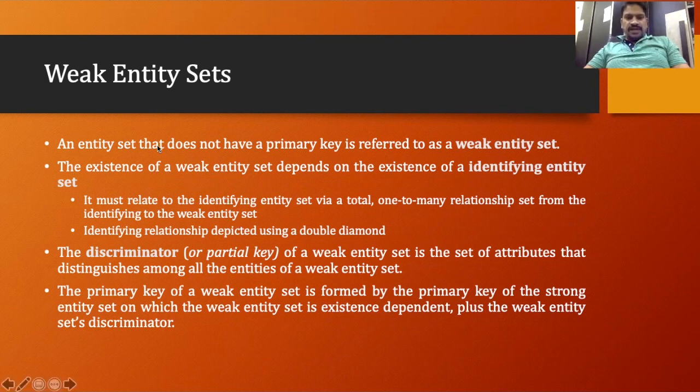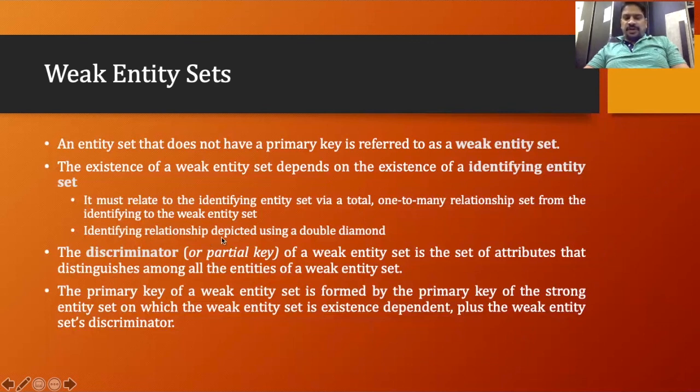So the entity set that doesn't have any primary key is referred to as a weak entity set. The existence of a weak entity set depends on the existence of an identifying entity set. It must relate to the identifying entity set via a total one-to-many relationship set from the identifying entity set to the weak entity set. So what it is saying is that if we have a weak entity set, the participation will always be of type total with the weak entity set, and the relationship will be one-to-many.